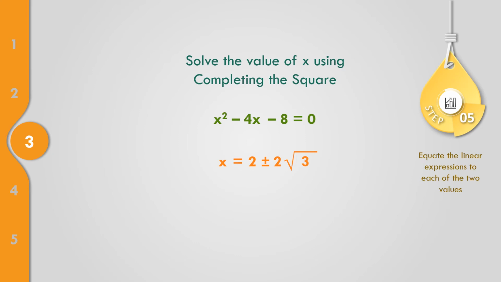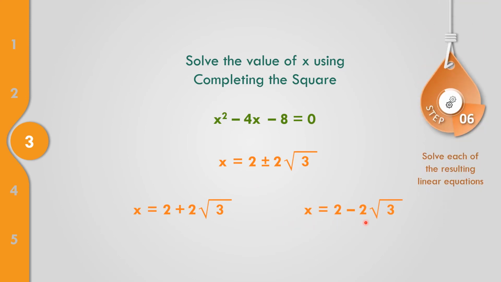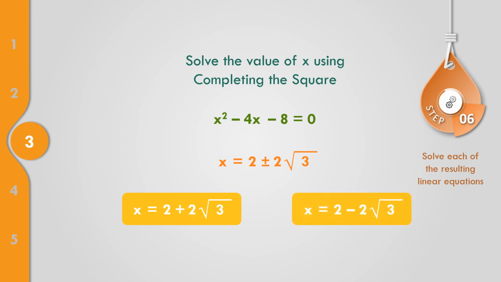In step 5, equate the linear expression to each of the two values. So the two values are 2 plus 2 square root of 3, and the second one is 2 minus 2 square root of 3. If we try to solve the first one, we cannot combine because we have the square root of 3 and this one is a whole number. So the solutions are 2 plus 2 square root of 3, and the second one, 2 minus 2 square root of 3.